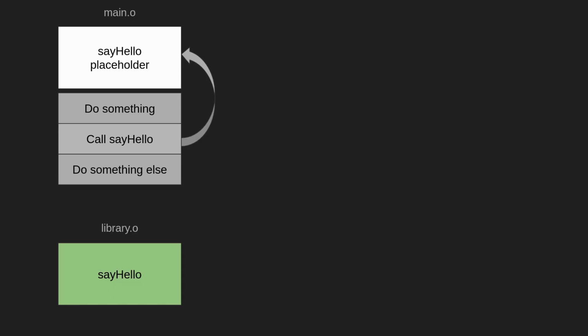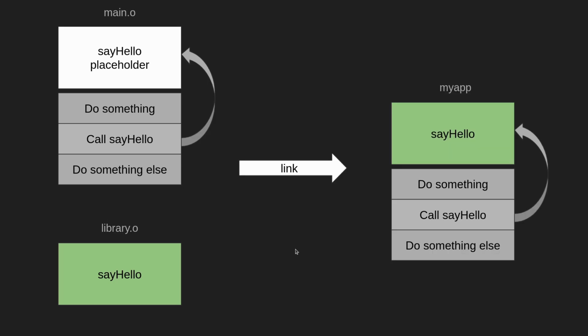On the other hand, the library.o contains the detail that the main.o needs. So later, at the linking step, the linker is provided with all the object files. It knows what the say hello function is. So the linker fills the placeholder with the implementation of say hello. Now we got the complete executable file.